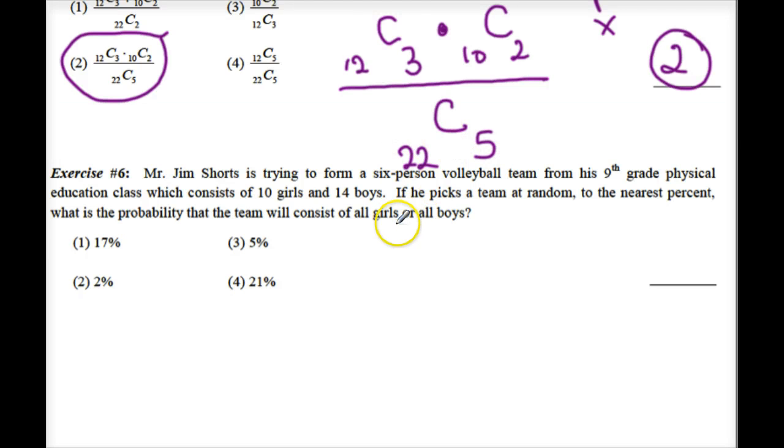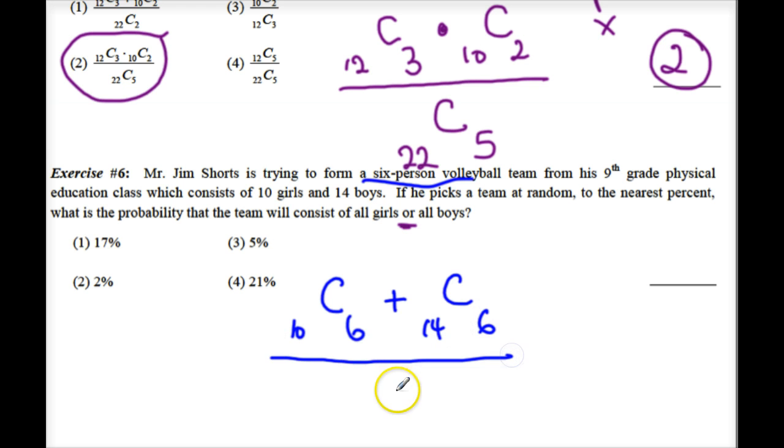So, keyword or means I add. Probability of getting all girls. How many girls are on this team? So it will be 10 choose 6, because he wants to get a 6-person team, plus there are 14 boys and we're choosing 6, over, what's the possibility here? What is the total of the 2? There are 24 of them and I'm choosing 6.